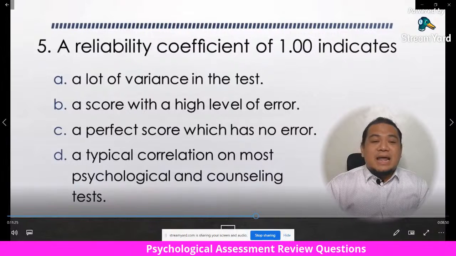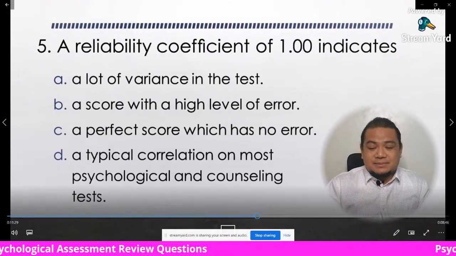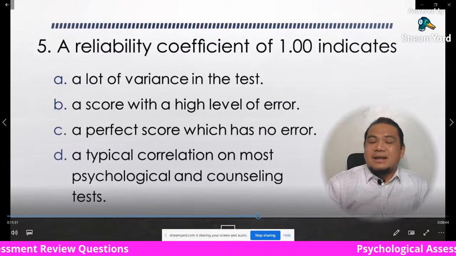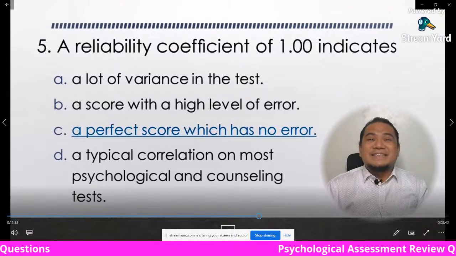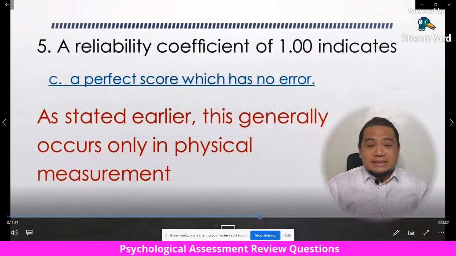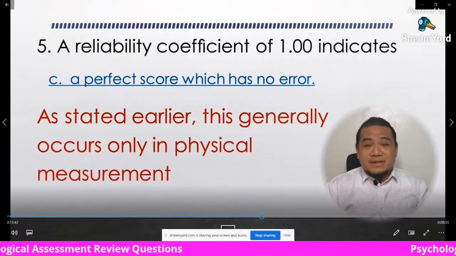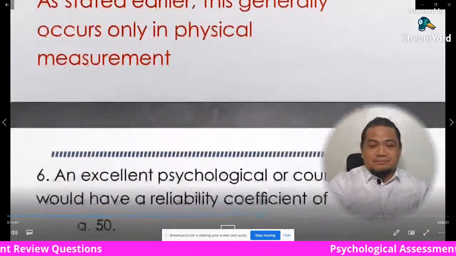Number five, a reliability coefficient of 1.00 indicates, and the answer is letter A or letter C, a perfect score which has no error. As stated earlier, this generally occurs only in physical measurement.